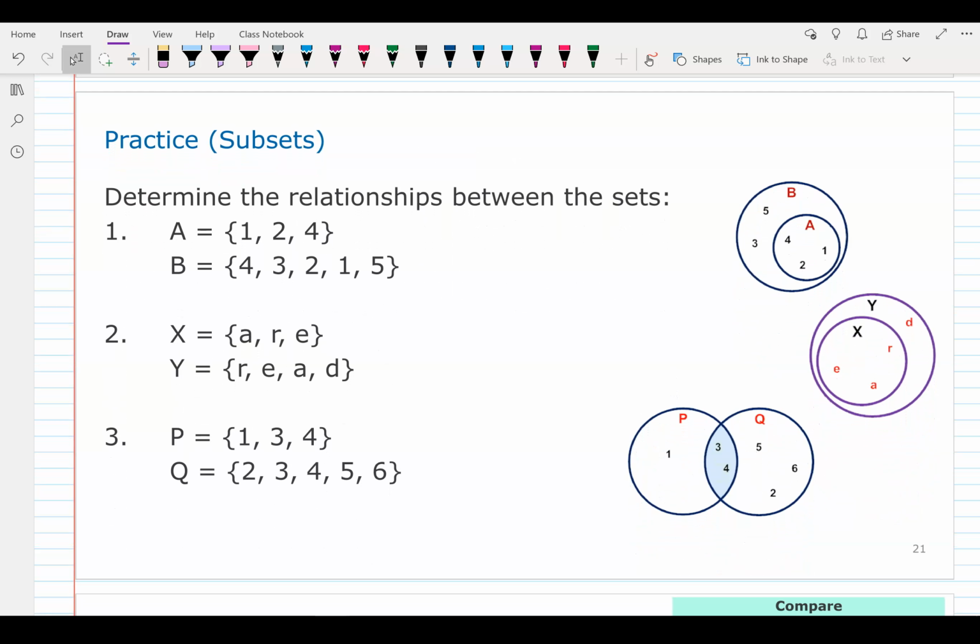So determine the relationship between the sets. Let's look at the relationship in this case here. We've been given the set A is 1, 2, 4. We've been given the set B is 4, 3, 2, 1, 5. And it even gave us a nice diagram here if you want to look at the diagram. What can we say? Well, just from the diagram, I can see that A lives inside of the set B. So A is a subset of B. That's all you need to write. You can write it out in English as well if you want.